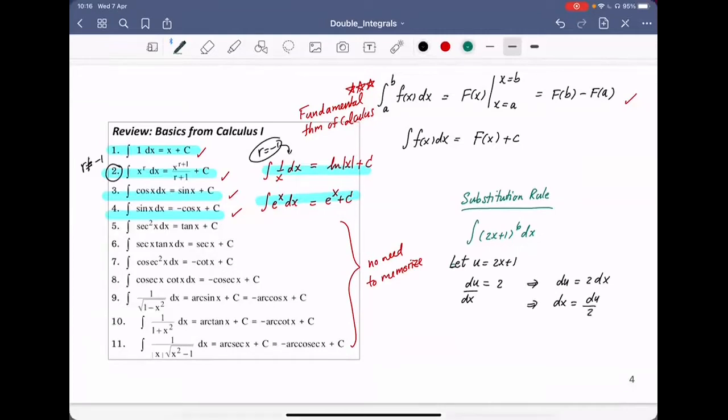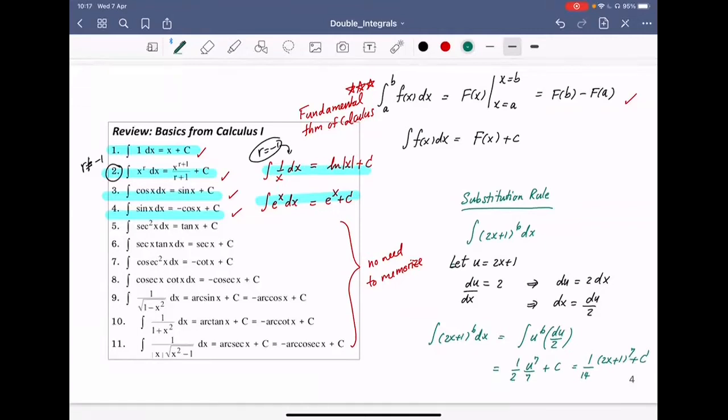And then when you integrate (2x plus 1) to the 6th power dx, you get the integral of u to the 6th power, because I replace 2x plus 1 by u, and dx I replace by du over 2. By doing this, you can integrate it easily to be 1/2 times u to the 7 over 7 plus c. And at the end, you get 1 over 14 times (2x plus 1) to the 7 plus c. That is how you integrate it, by using the substitution rule.